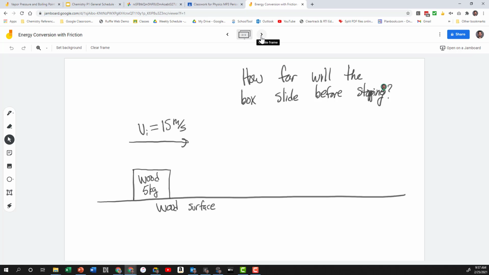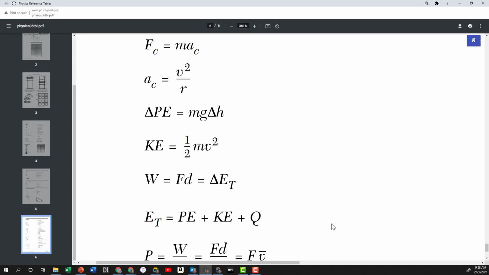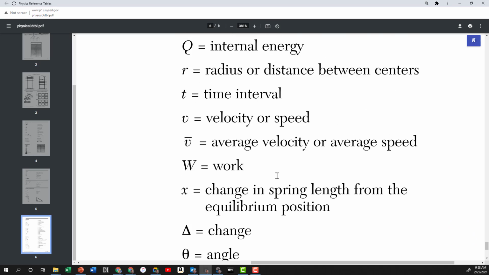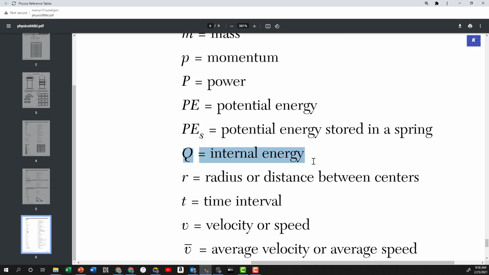When you have friction, you know that things heat up, right? If you put your hands together and move them back and forth, you're going to get some warmth from the friction. The heat that's happening is actually internal energy. And if you look at the reference tables, over on the right-hand side, we see that Q is internal energy.